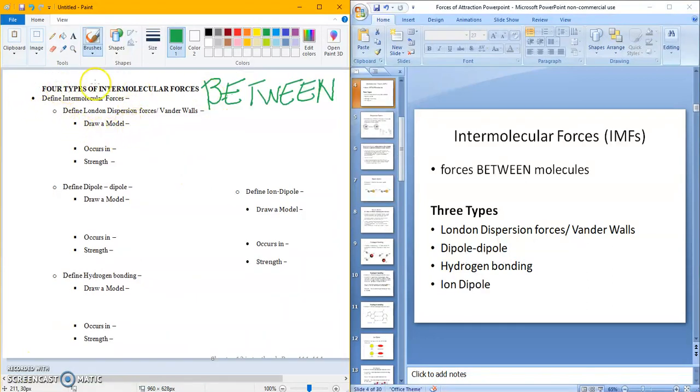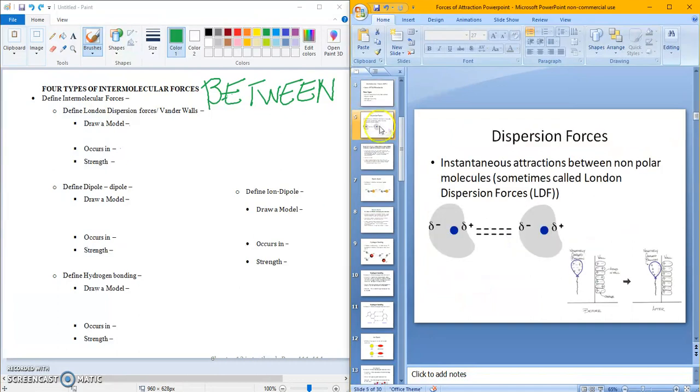Okay, so there are four big types of intermolecular forces that control how molecules behave with one another. These four types are London dispersion or van der Waals. They're the same thing, but two guys helped to discover it, so now the term has two names. The second one is dipole-dipole. The third one is hydrogen bonding, and the fourth is ion dipole. Okay, so let's start with dispersion forces. Dispersion forces are instantaneous attractions between any nonpolar molecule.